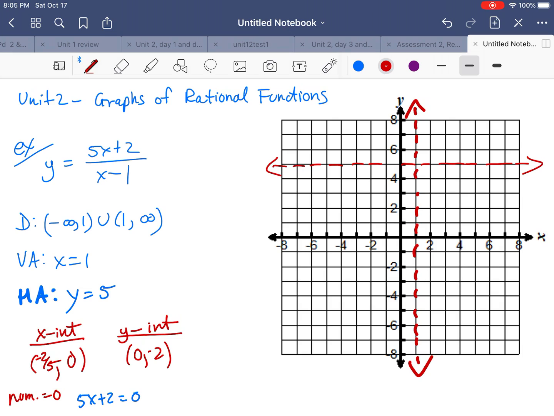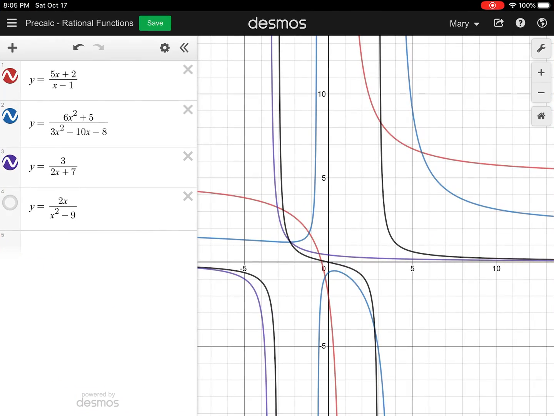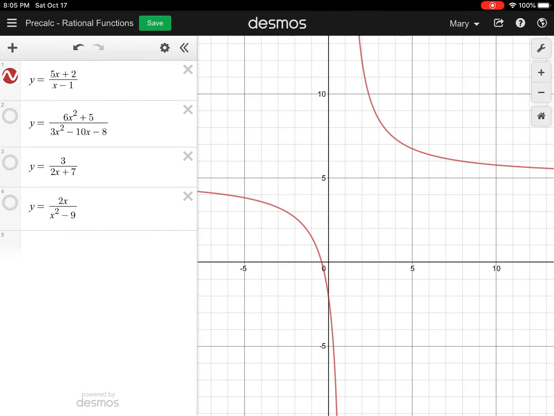All right, so we can mark those places on our picture. I'm going to go ahead and mark negative 2/5, 0. That would be about right there. I'm going to mark 0, negative 2. That would be about right there. And for the rest of this picture, I'm going to go ahead and look at Desmos. All right, so I do have that graphed here. Let me turn these other ones off. So there is that picture right there.